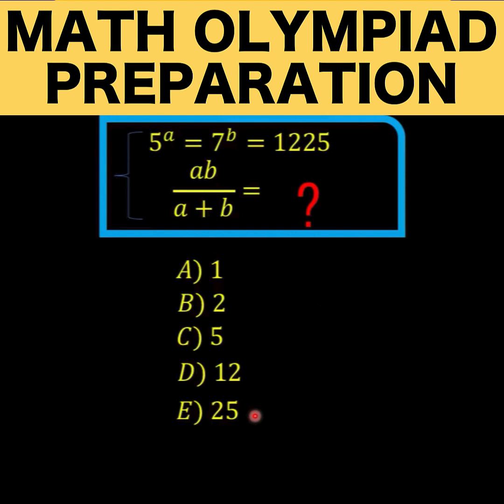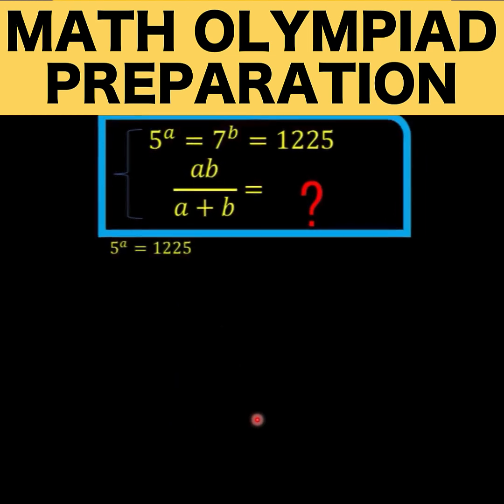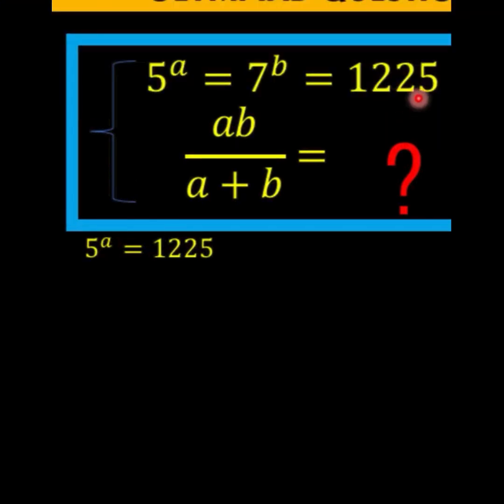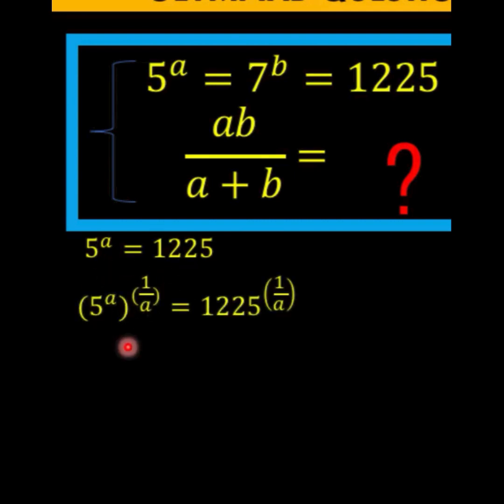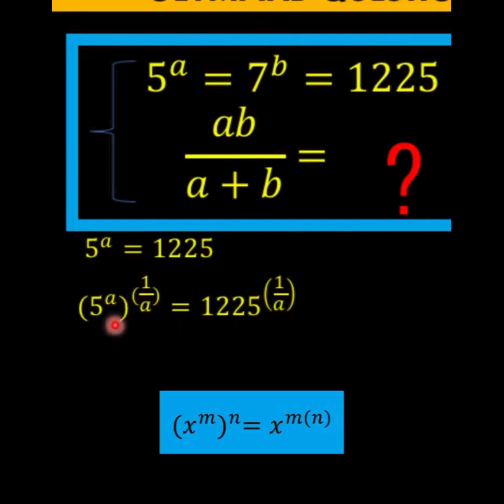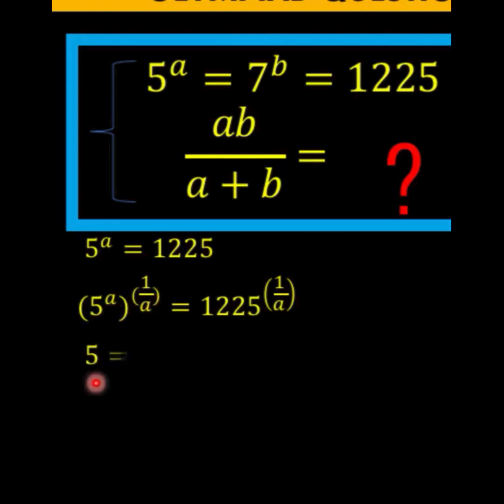Now let's solve this problem together. Let's begin with 5 raised to a equals 1,225, and later on, we are going also to equate 7 raised to b equals 1,225. Now, using properties of equality, we can raise both sides of this equation to the same exponent, 1 over a. So the left side raised to 1 over a, the right side is raised to 1 over a. By the power of power rule, this left side can be simplified by simply multiplying the exponent a and the other exponent 1 over a. And a times 1 over a is simply 1, so our left side would be 5, and we just copied the right side.